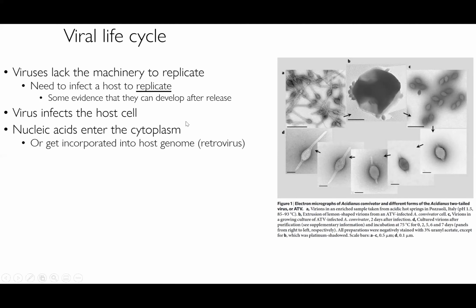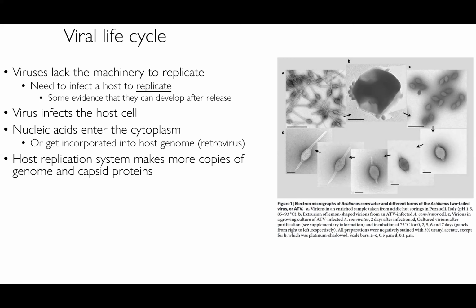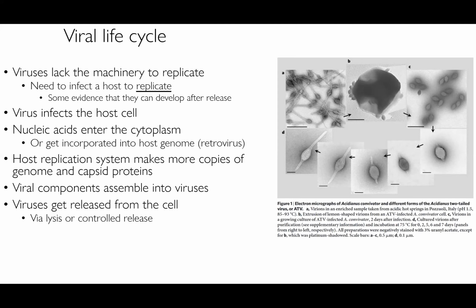Essentially, what they're doing is they insert their genome, whether it's RNA or DNA or any of the combinations of those two, into the cytoplasm of the bacteria or whatever host they're looking at, and this gets incorporated potentially into the host genome if you're one of the retroviruses like HIV. The host replication system then makes more copies of the genome and the proteins. The viral components are then assembled into viruses. And then finally, the viruses are released from the cell via lysis, or what we call controlled release.